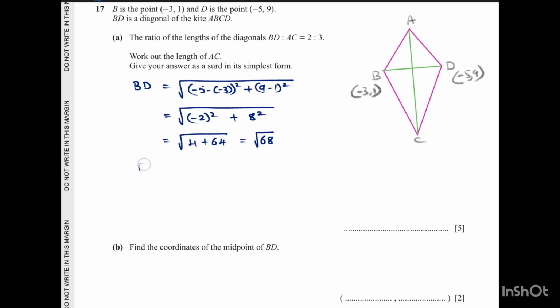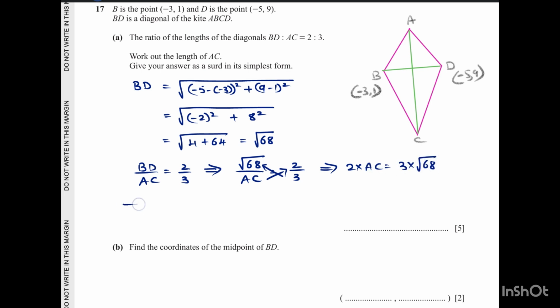Now using the ratio BD by AC is 2 by 3. BD you got as root 68. AC we don't know, we'll find out. 2 by 3 as it is. Cross multiply. 2 into AC will be equal to 3 into root 68. Using this we'll find out AC now: 3 into root 68 by 2.